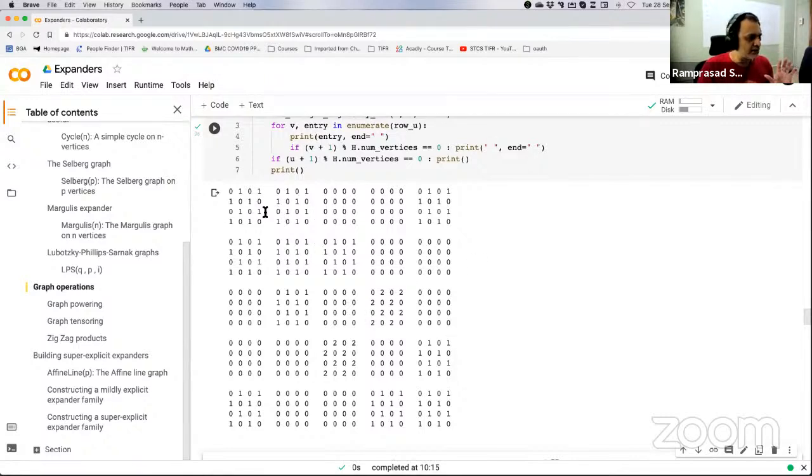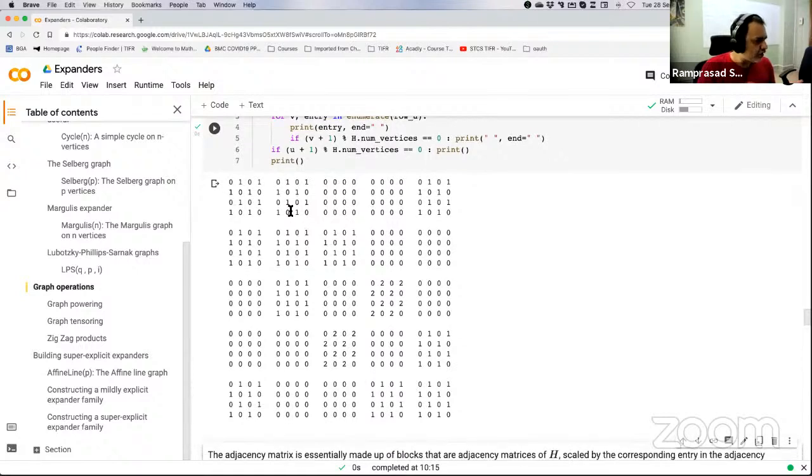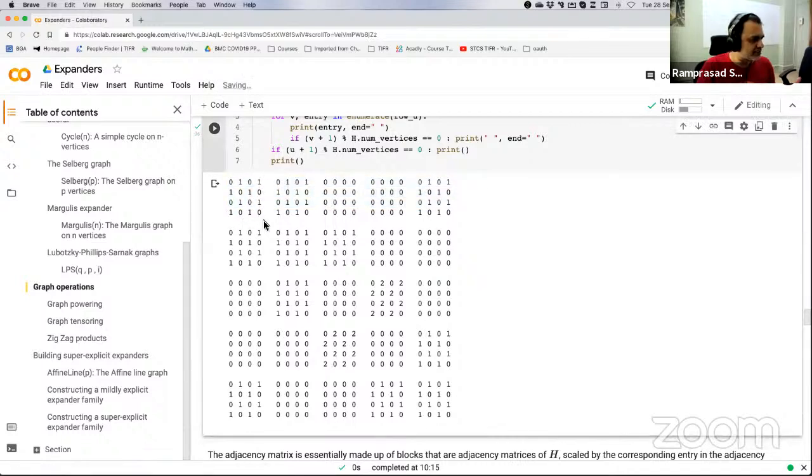There are some blocks that look like something, but there are many other blocks that look like zeros. And in fact, all the somethings that you see are all the same something. And what is this? This just happens to be the adjacency matrix of the cycle. If you look at a single block, 1 is connected to 2 and 4, and 2 is connected to 1 and 3. 3 is connected to 2 and 4, and so on. So this is just the adjacency matrix of a cycle.